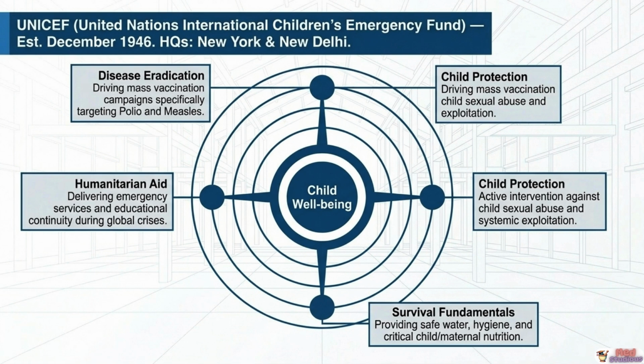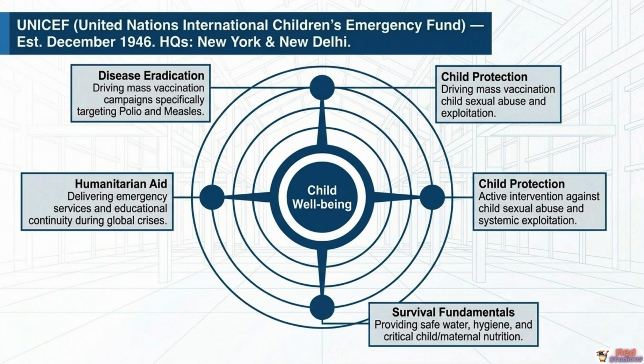UNICEF's mandate is organized around 4 intersecting domains, all centered on child well-being. Disease eradication focuses on driving mass vaccination campaigns, specifically targeting the elimination of polio and measles, 2 vaccine-preventable diseases that still cause significant childhood morbidity and mortality in low-income countries. UNICEF has been the primary logistical driver of global polio eradication efforts alongside the WHO.